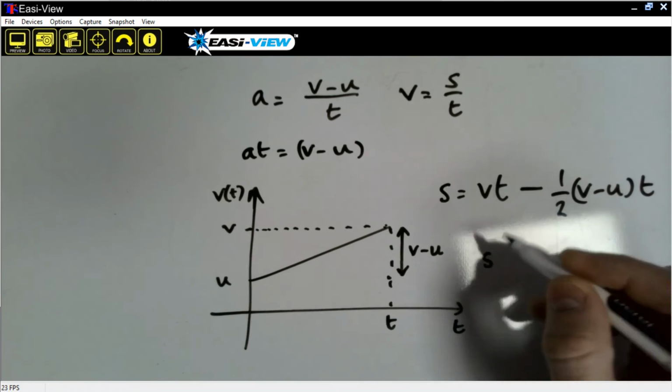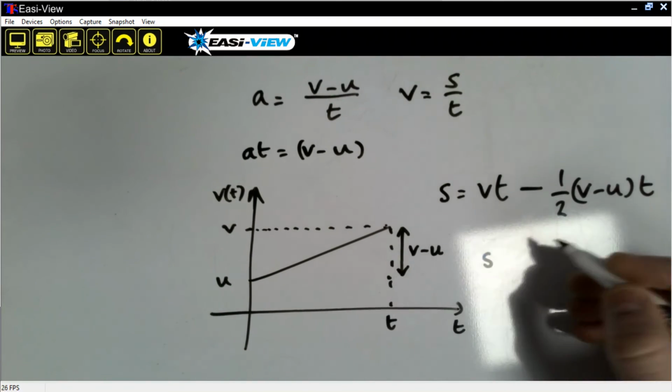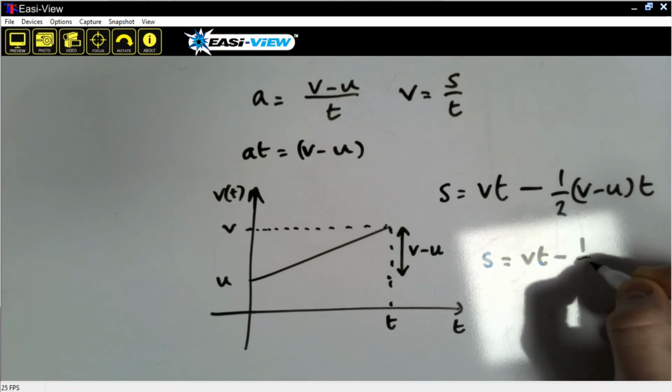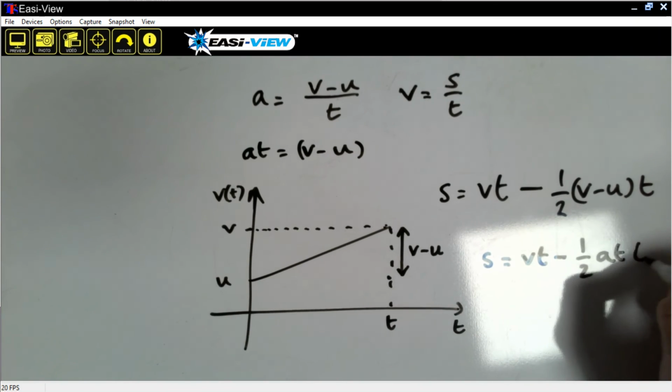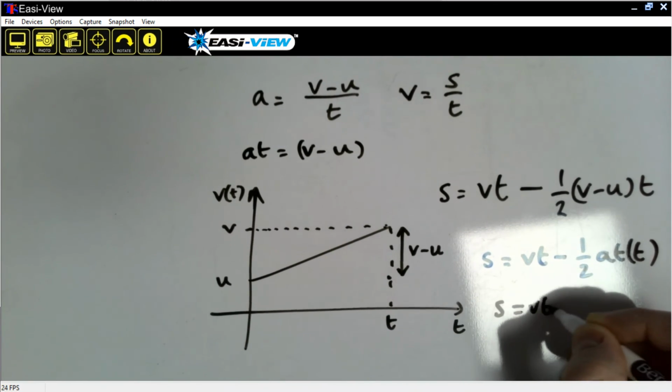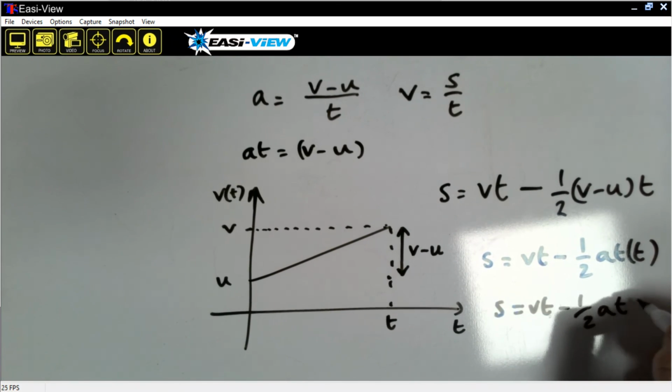But then we just do that substitution again where v minus u is at. So s equals vt minus a half at multiplied by t, which is s equals vt minus a half at squared.